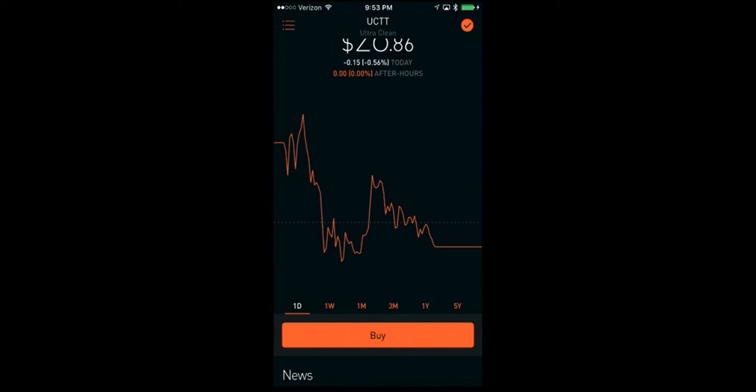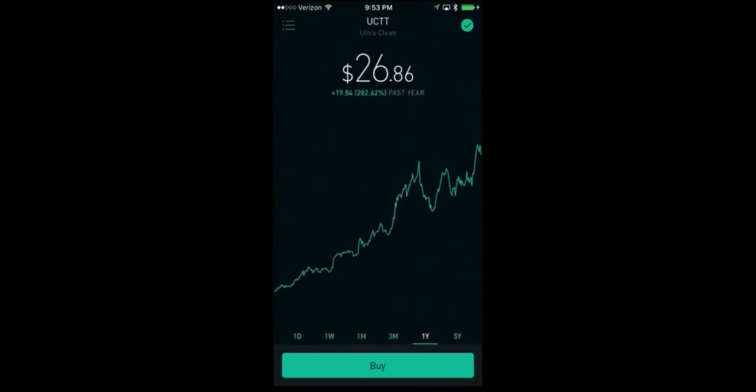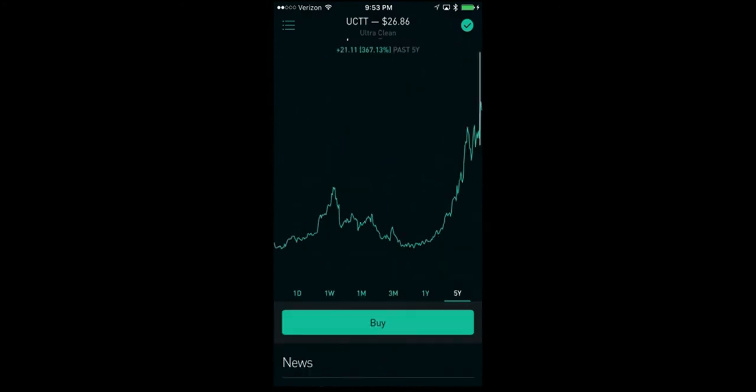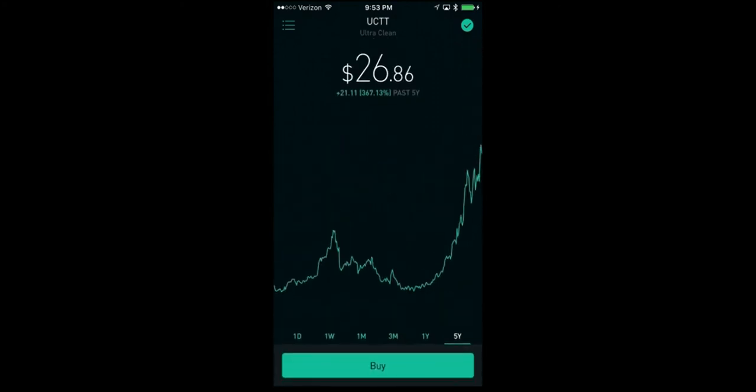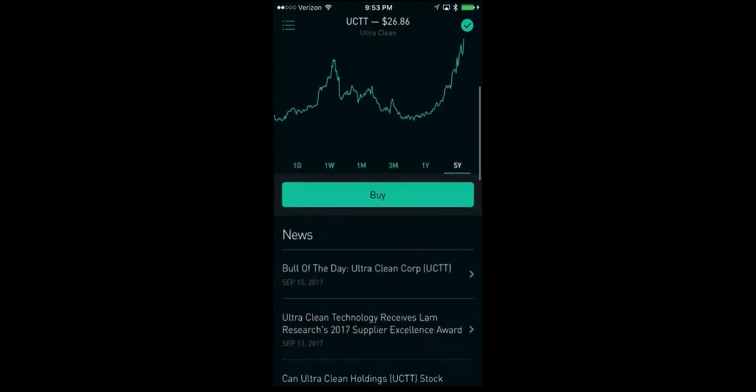Has huge growth, which I believe will continue as companies continue to automate and streamline their processes. Growth over the last year alone was 282.62%. This is a $26 stock, and to me, it's a no-brainer. 367%, so this is definitely one that will probably be my next go-to immediately, as soon as I put some more funds into my account.